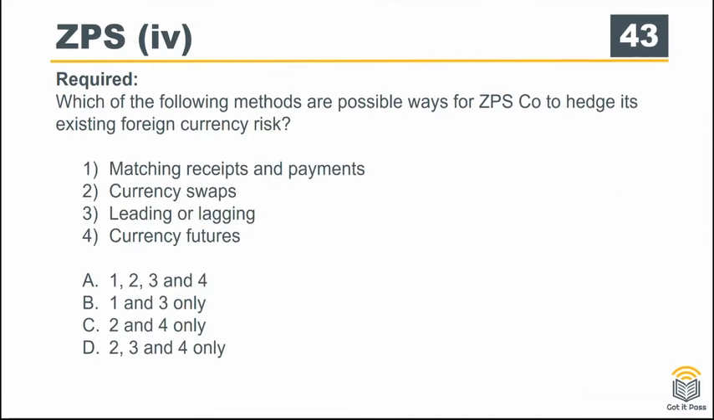And question 4 on this risk management question. The requirement here is which of the following methods are possible ways for ZPS company to hedge its existing foreign currency risk. So let's check out the answer here.